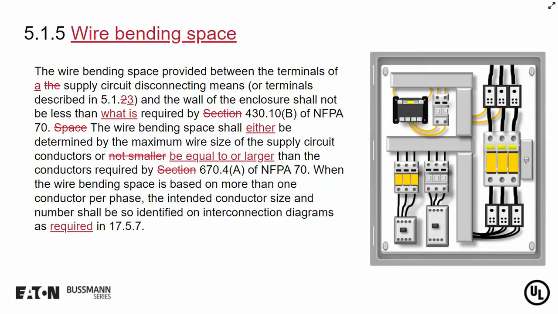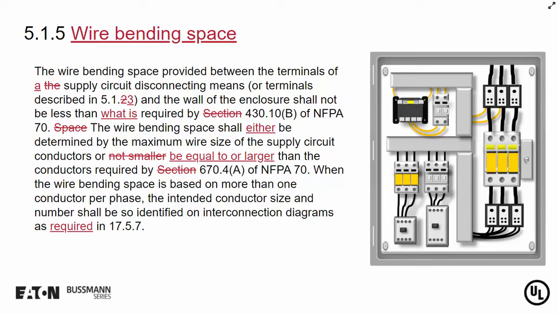And then in the second draft, we added terms like what is the wire bending space, either, and we replaced not smaller with be equal to or larger. We felt that it was more easily understood how to apply the requirement. And then finally, we added the word required to make it very clear about the need for interconnection diagrams to comply with the requirements in Chapter 17.